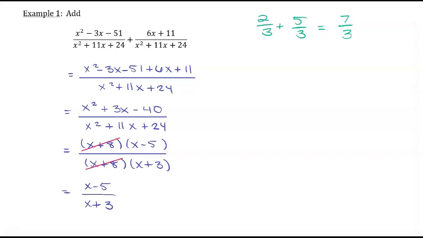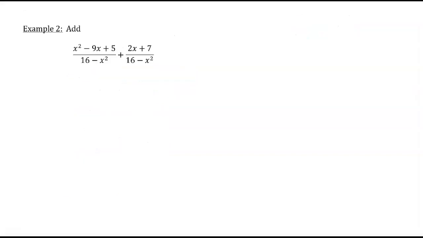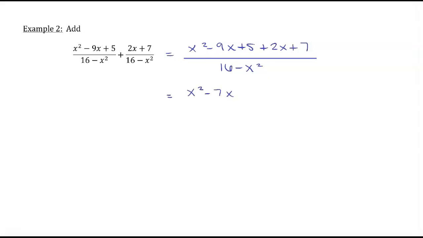Let's take a look at another example. In example 2, we are again adding two rational expressions, and they already have a common denominator. That means we can combine them by simply adding the numerators. That's x squared minus 9x plus 5 plus 2x plus 7 in the numerator and 16 minus x squared in the denominator. Combining like terms in the numerator, we have x squared minus 7x plus 12.